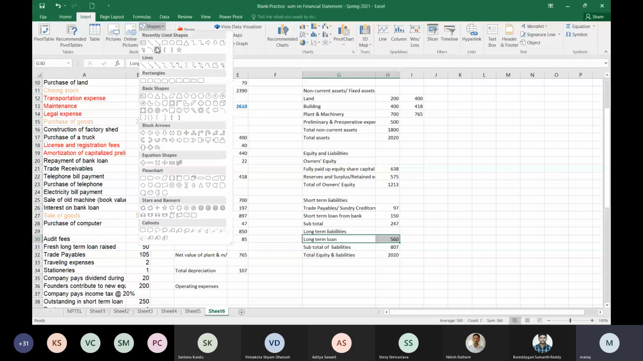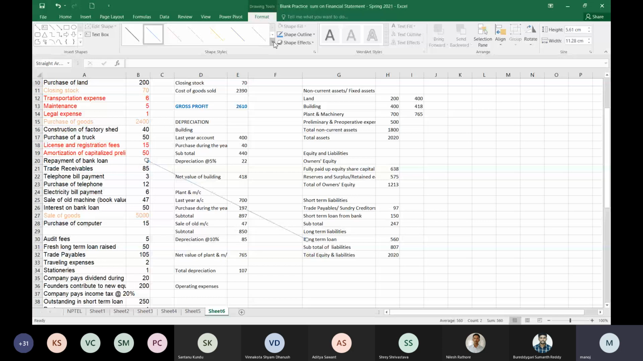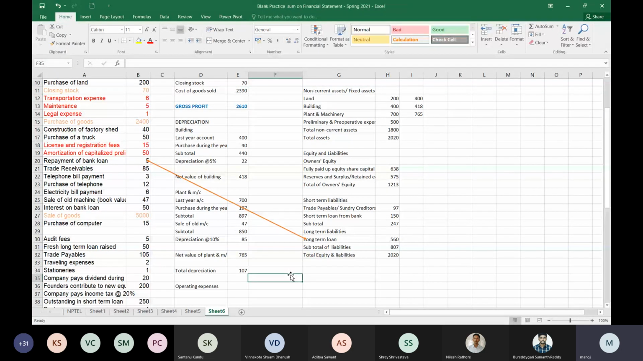Let me put an arrow here so that we don't make a mistake. Repayment of bank loan is always with the long-term loan. Don't make a mistake. Just remember that it's not related to short-term loan, it's not related to anything else, it is related to long-term loan. So if the long-term loan is this and you are repaying something, whatever, 5, it should just be deducted. This 5 should be deducted from here, that should come here unless you raised new loan. If you have raised new loan, that is to be added. That we will see moving forward, and then we'll take care.